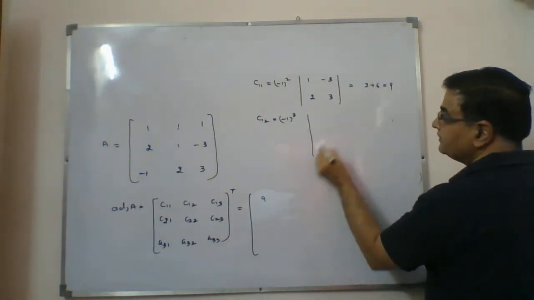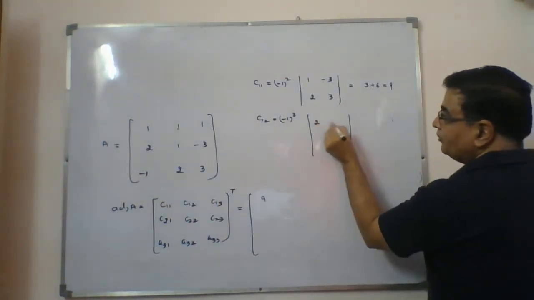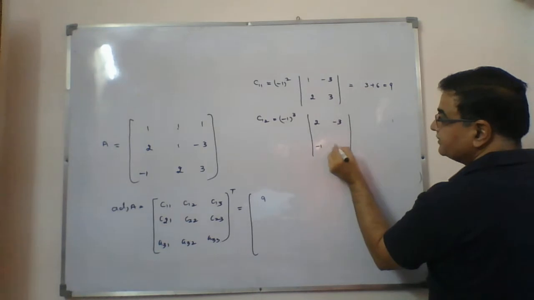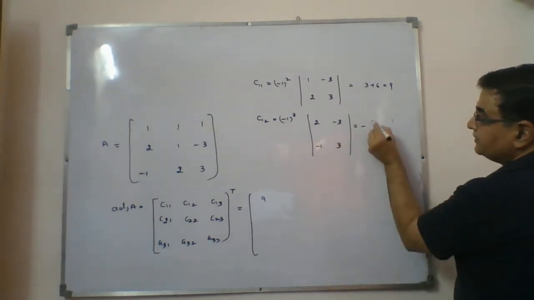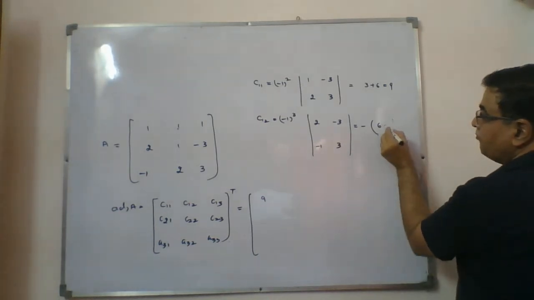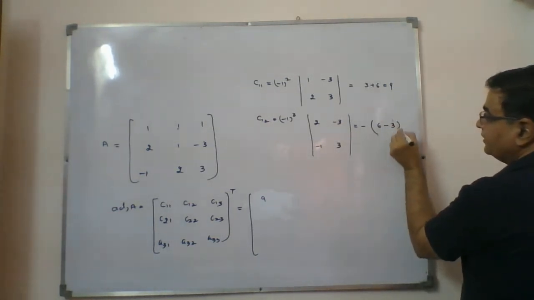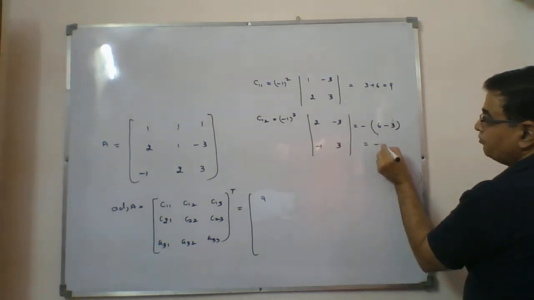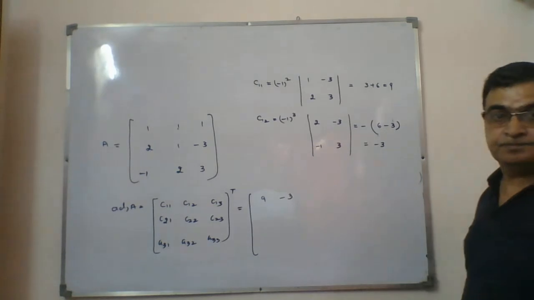When you go for this element, leaving this and this, the elements left will be 2, minus 3, minus 1 and 3. Now when you solve it, it will be 6 minus, what will it be? Minus 3 into minus 1 is 3. So how much does it come out to be? Minus 3. So the second term comes out to be minus 3.